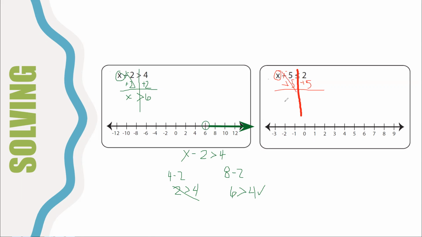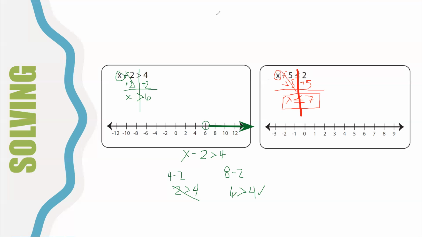That makes that go away, and we're left with just an x on the left side there. On the right side, I have 2 plus 5, which is 7. That's a 7, I promise. Now we're just going to bring that inequality straight down. It was a less than or equal to sign. And there it is. That is our solution.